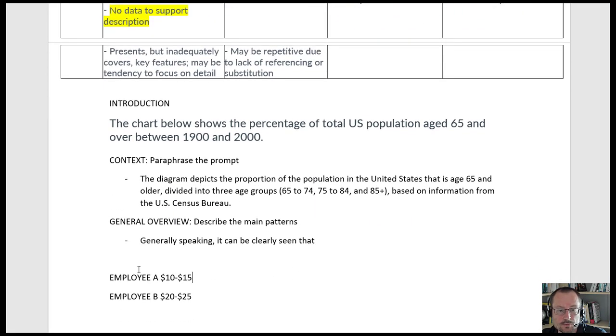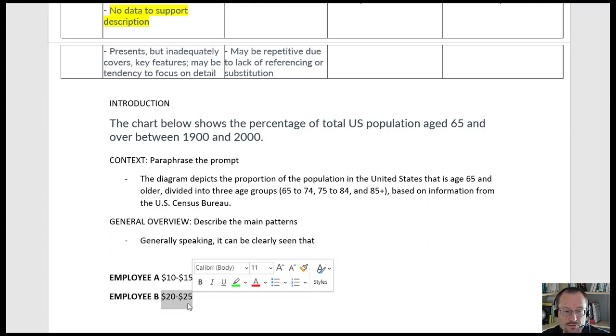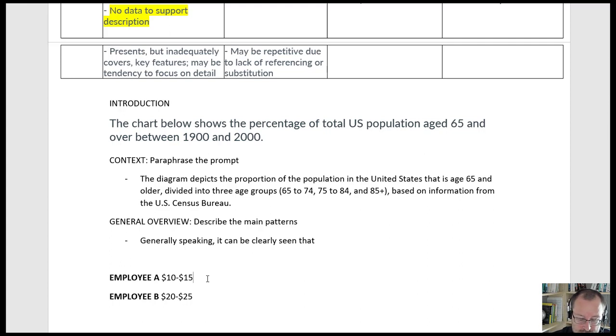Let's say you've got two employees. Employee A gets a raise from $10 to $15 an hour. Employee B gets a raise from $20 to $25 an hour. Both of these are $5 increases. So that's not very useful for making a comparison. Yes, both employees received the same dollar amount raise, but so what? What does that raise represent for each one?